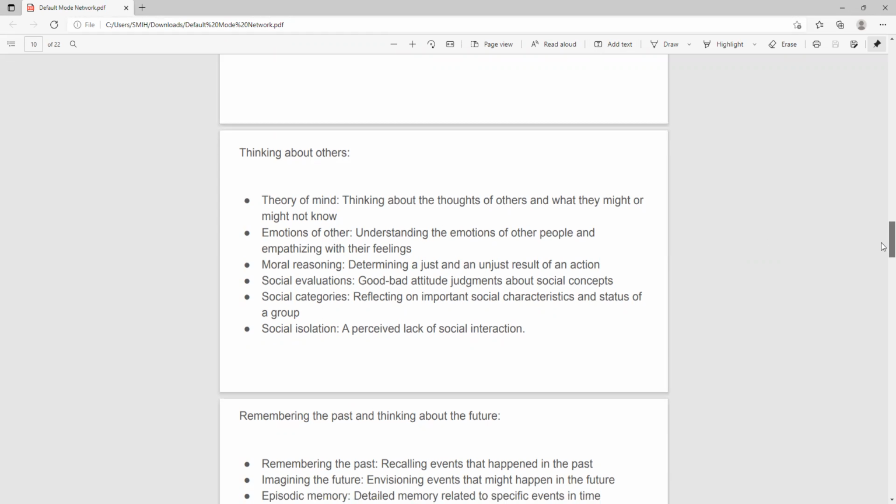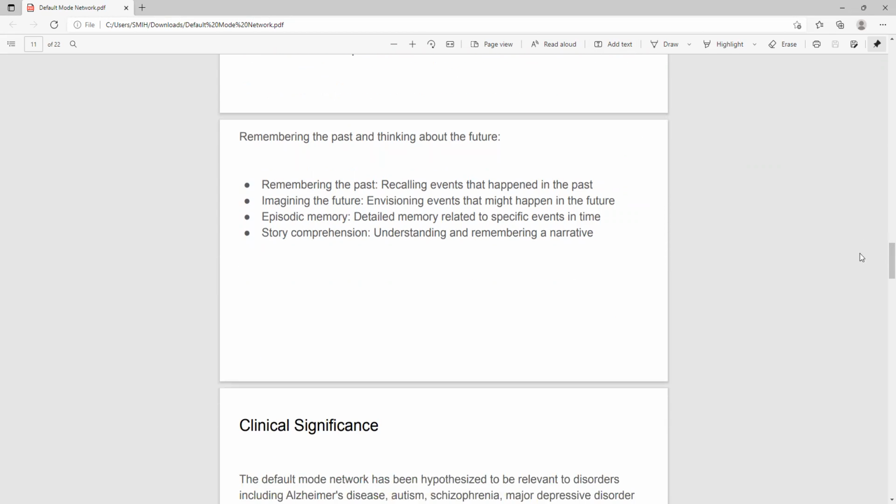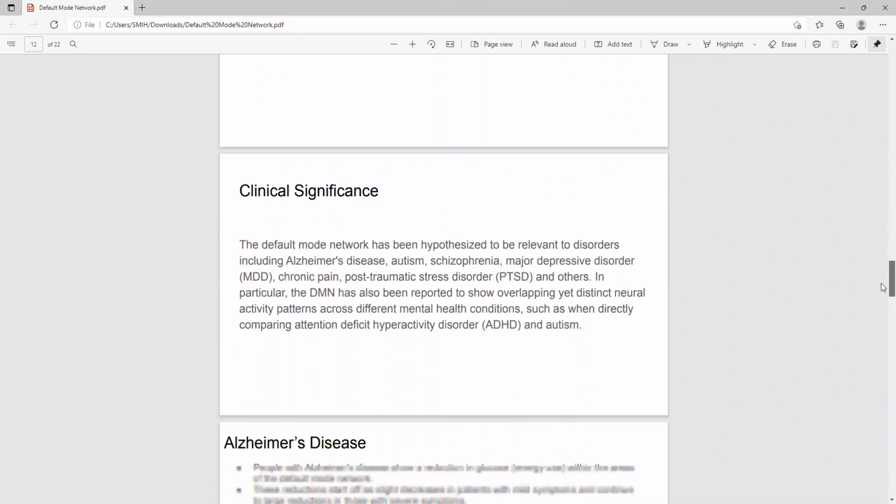social isolation, a perceived lack of social interaction; remembering the past and thinking about the future, recalling events that happened in the past, envisioning events that might happen in the future, detailed memory related to specific events in time, understanding and remembering a narrative.